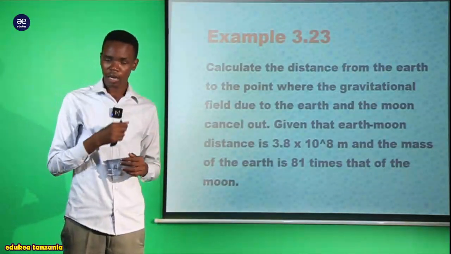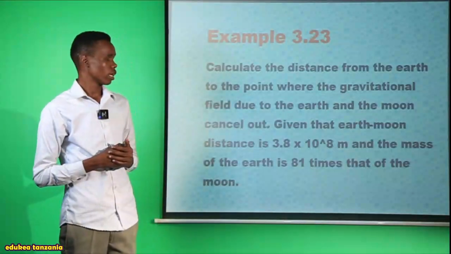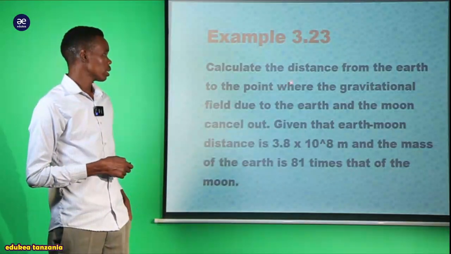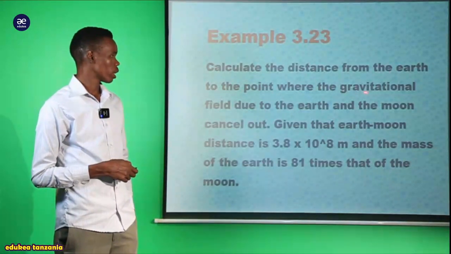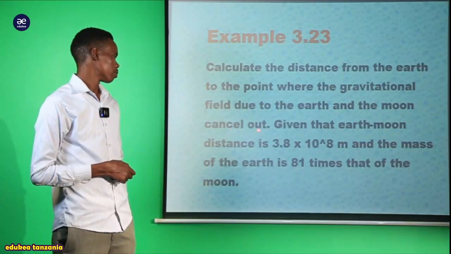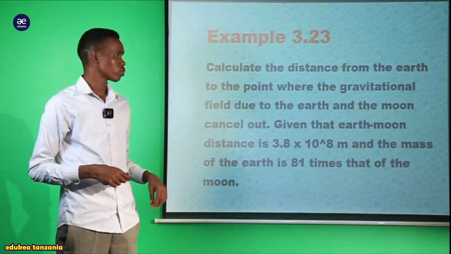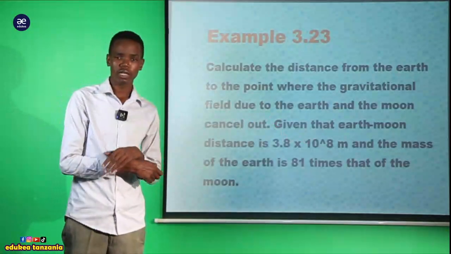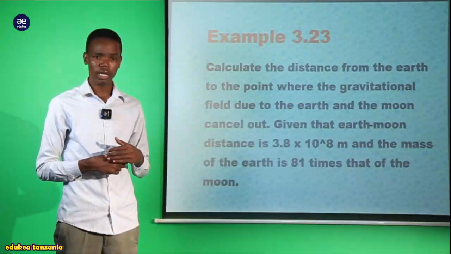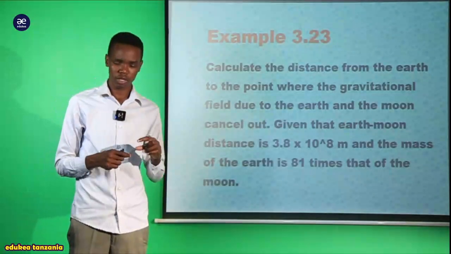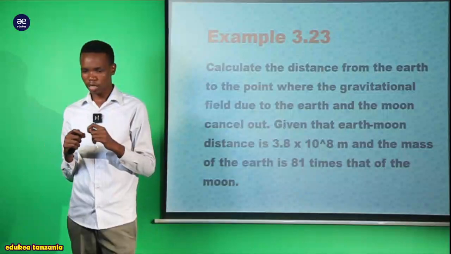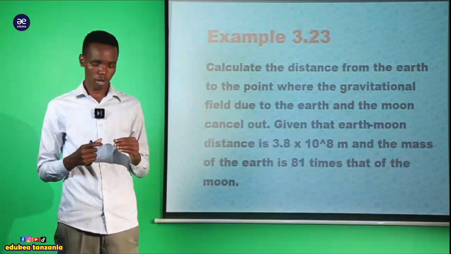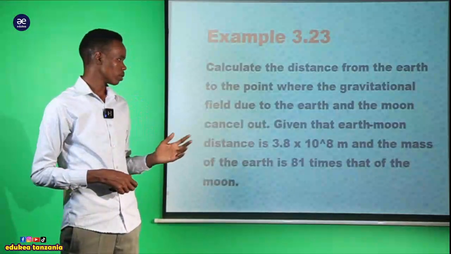So example number 3.23 here says: calculate the distance from the earth to the point where the gravitational field due to the earth and the moon cancel out. Kwa swali letu linataka tuweze kucalculate distance from the earth to the point where huyu gravitational field due to the earth and also the moon cancel out. Kwa hiyo tunatakiwa tuweze kutafuta the distance that exact that make the gravitational field to be cancelled between the earth and also the moon.